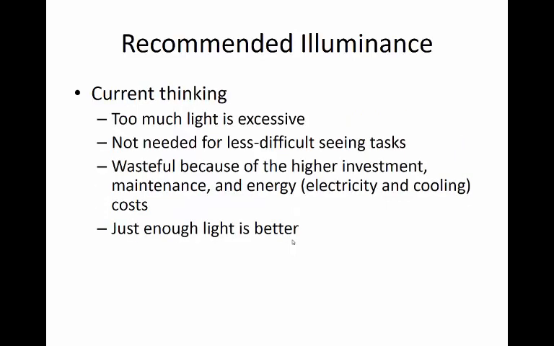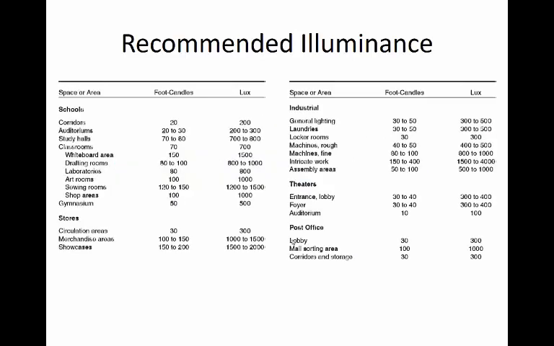The current thinking that we have is that we don't want too much light. Too much light is excessive. It's wasting power. Okay? It also produces heat, which we'll talk about in a few minutes. But also, it's not needed for less difficult seeing tasks. It's wasteful because of the higher investment, maintenance, and energy cost that goes with it. So in these cases, we typically will light a space and then provide additional lighting as needed for individual tasks. So now we're talking just enough light is a much better approach.